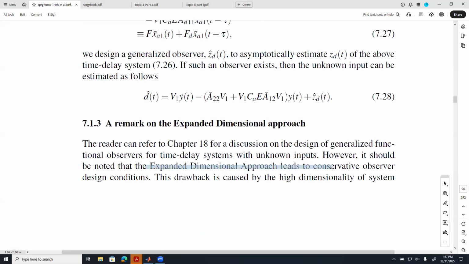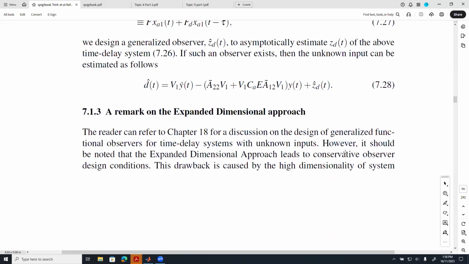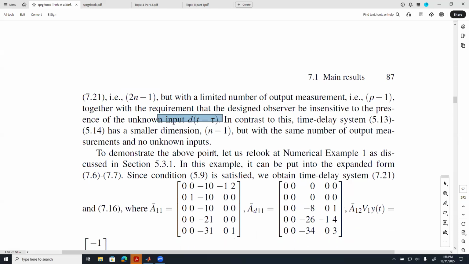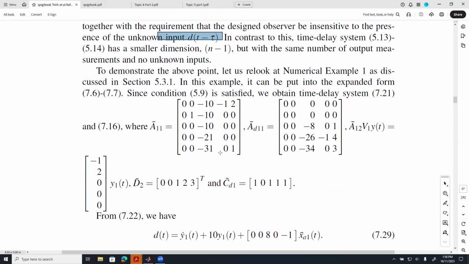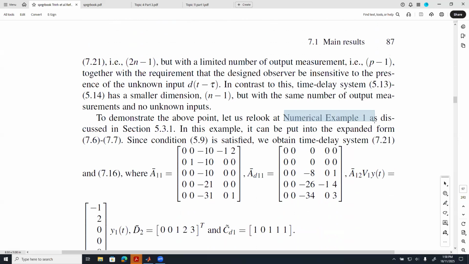The expanded dimensional approach leads to conservative observer design conditions for the case where we want to design a generalized functional observer for this time delay system with an unknown input. And also the dimension is higher. It's 2n minus 1. And we had to deal with the requirement that the unknown input here must be decoupled when we design the unknown input observer for it. So that's the conservativeness of this approach, and we can demonstrate that in an example where we took exactly the same example as in chapter 5.